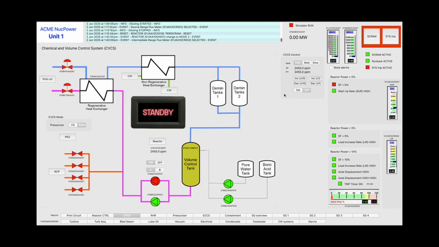So we head back to the chemical and volume control system page. If we reduce the boron in the primary circuit, reactivity will increase and reactor load will go up. Put a set point of 2433 parts per million and select dosing rate to slow and engage. As we are increasing reactivity, this will show on the startup rate gauge.